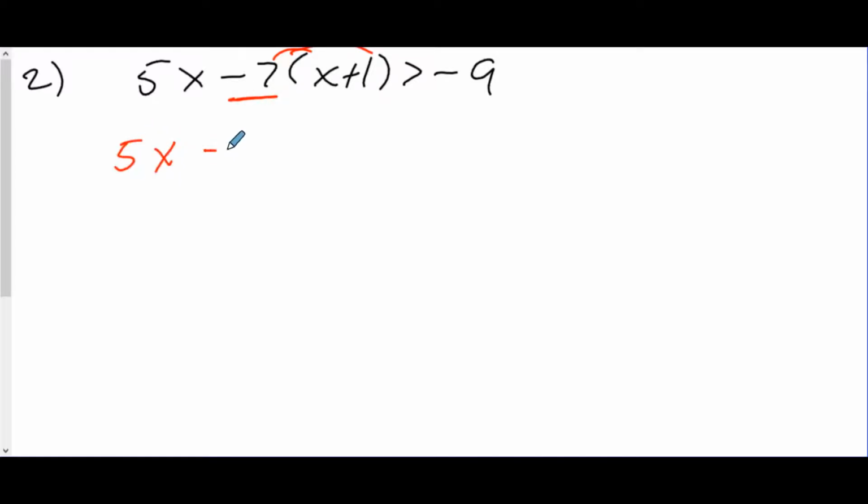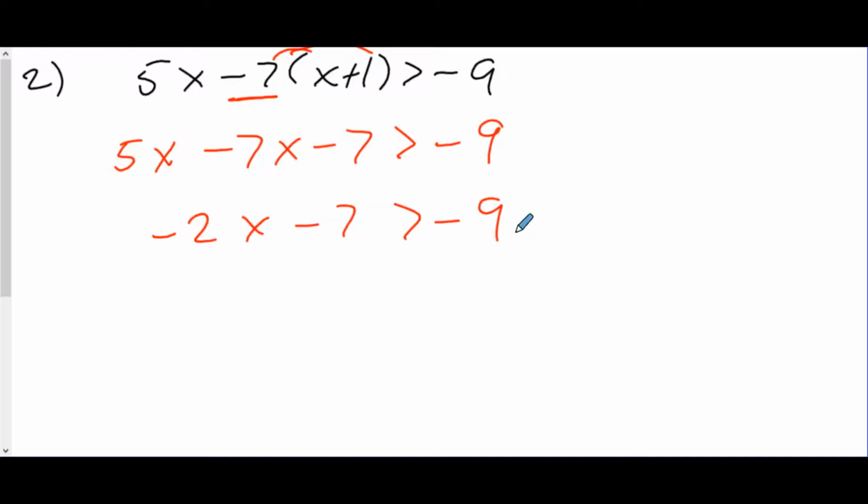Next we have 5x minus 7 times x plus 1 is greater than a negative 9. So I've got some simplification to do on the left. I'm going to distribute, and again, make sure you distribute negative 7, not just 7. So 5x minus 7x minus 7 is greater than a negative 9. I've got some like terms. 5x minus 7x is negative 2x. And now I have my x's together.